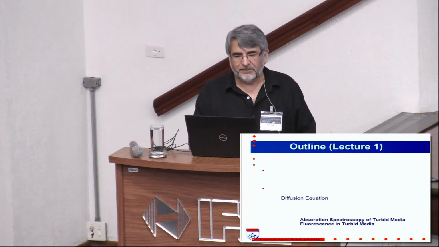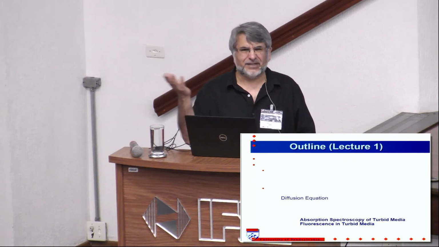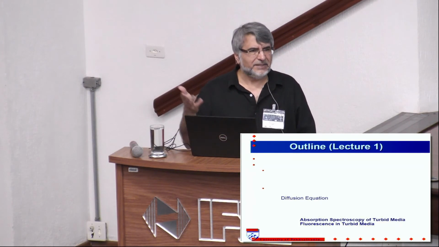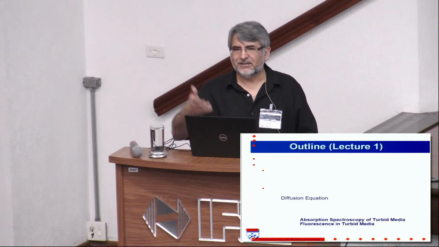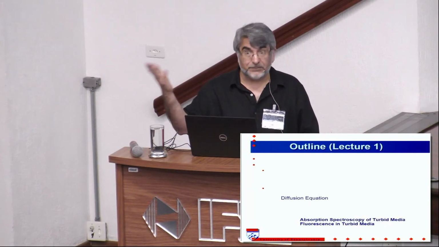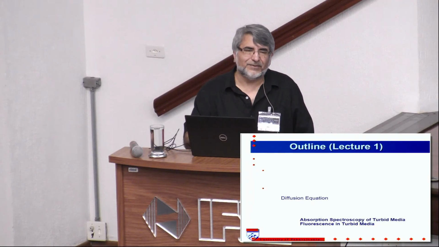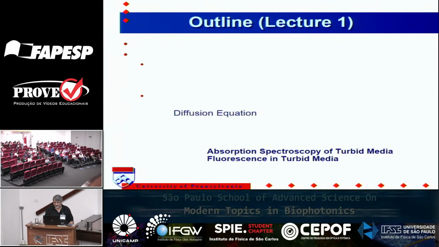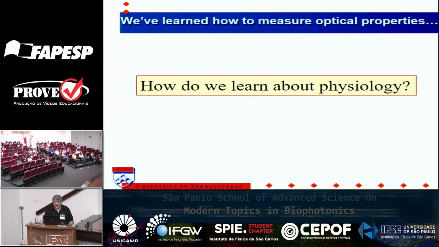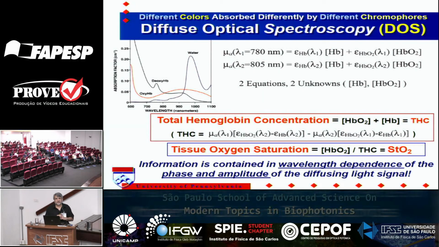So the biggest thing is I've only told you about measuring optical properties. I've told you about measuring delta mu s prime, delta mu a, or mu s prime, or the changes of them. But really, we care about the change in the physiological property. And where we can get that is from spectroscopy, okay?